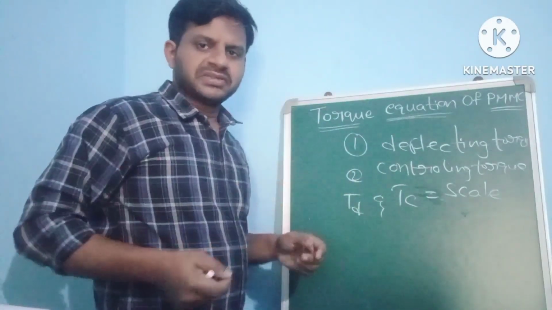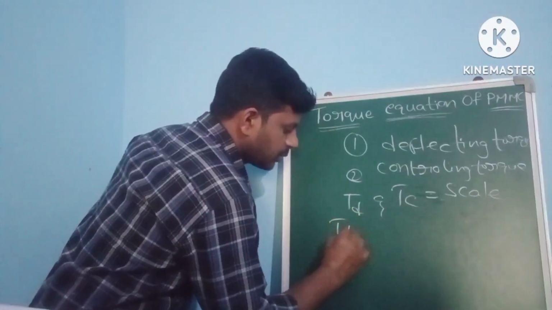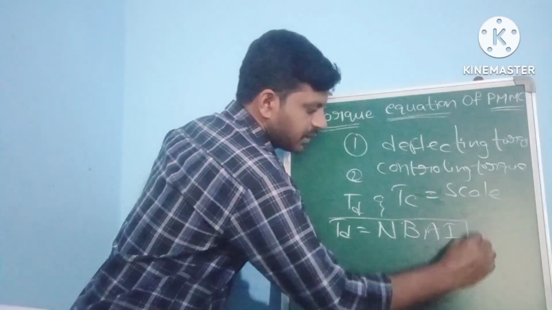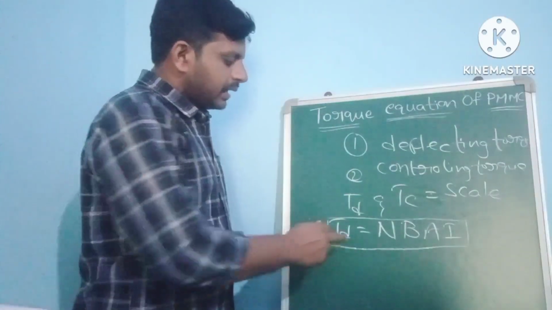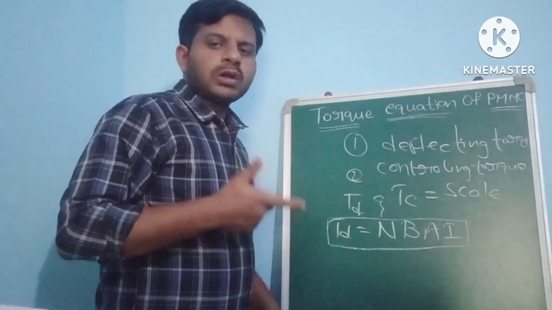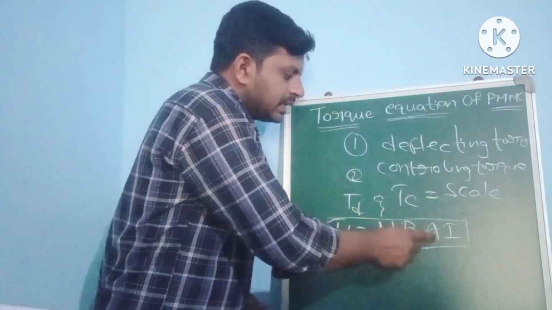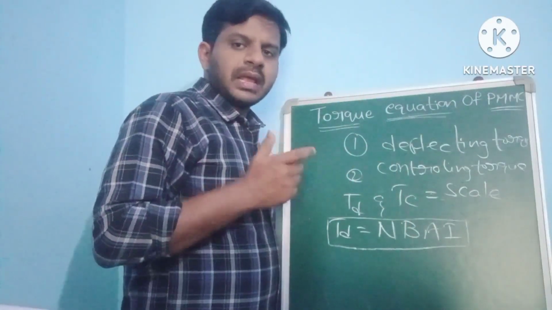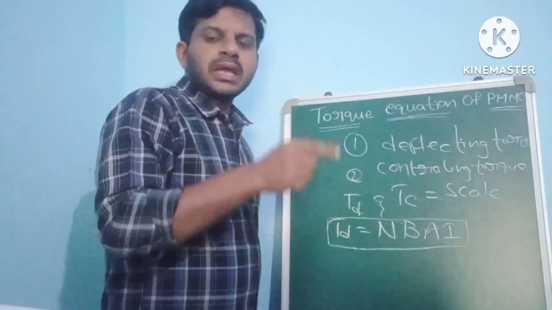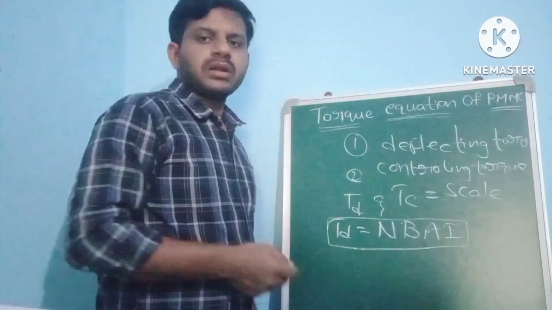So let us do a small derivation. The deflecting torque in PMMC instruments is TD = N B A I. Here TD is the deflecting torque, N is the number of turns of the coil, B is the flux density in the core of the magnet, A is the cross-section area of the coil, and I is the total current flowing through the coil. That is the deflecting torque expression.